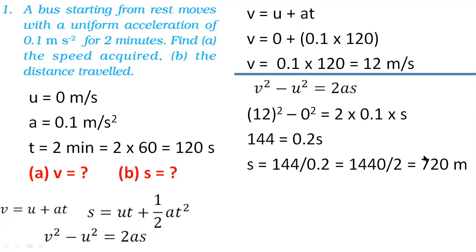Okay? What is the final answer? 720 meters. And make sure you are writing the unit correctly. Some students who have given me response in the chat box have written 720 meter per second. That is not the answer. Why? Because this is distance traveled, so the unit is meter. So make sure you are using correct units. Everybody has got the answer, 720 meters. Can we proceed?